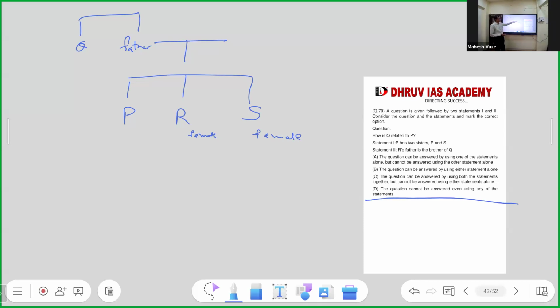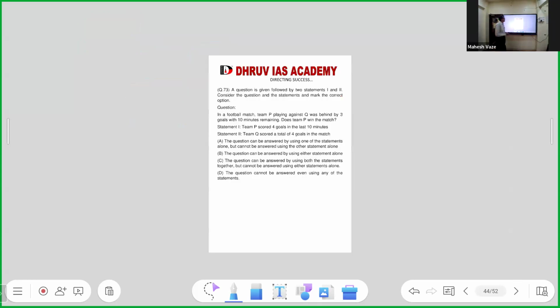Many times in blood family relations, you just draw a family tree or family chart like this page. So it will be much easier. So option D. We go for the next.